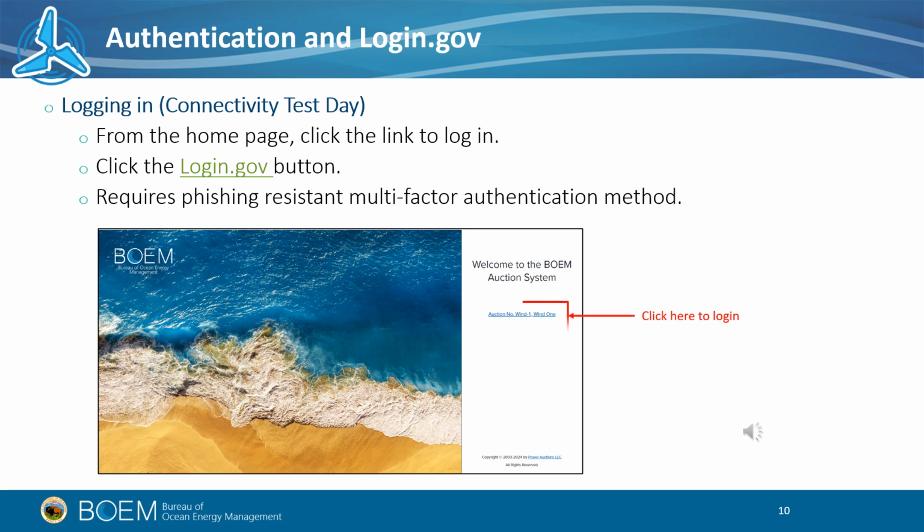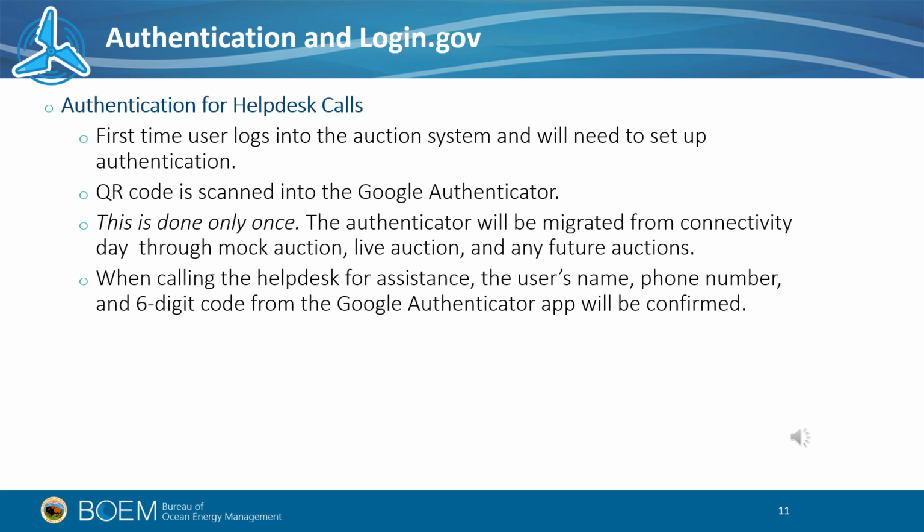At the BAS homepage, bidders will click on the link to log in. It will redirect to the login.gov page. Bidders will need to associate a phishing-resistant, multi-factor authentication method to the login.gov account. BOEM recommends obtaining a Fast Identity Online, or FIDO, compliant physical security key. Once in the auction system, first-time users will need to authenticate, which will allow them to call the help desk for assistance during an auction.